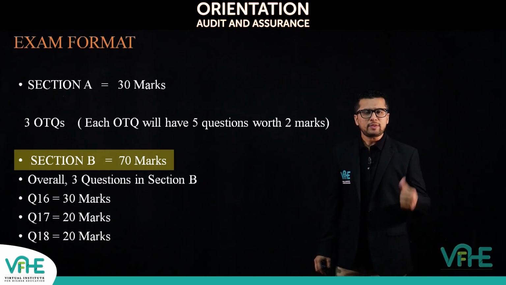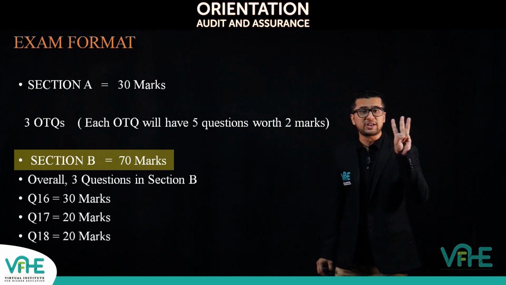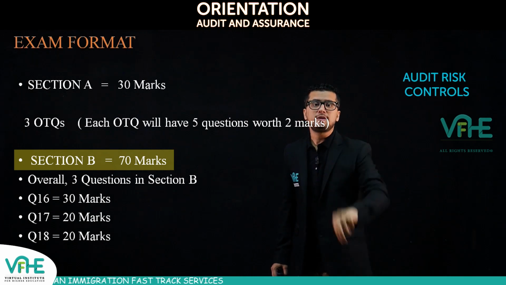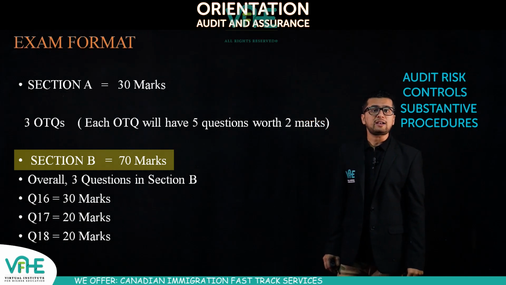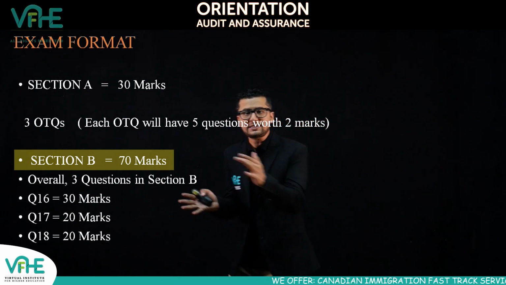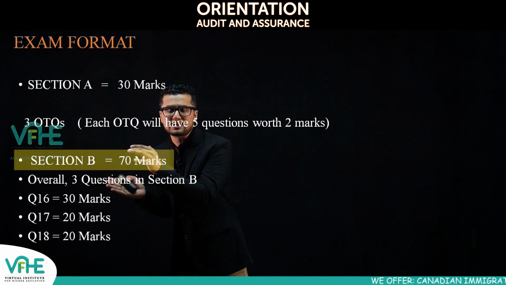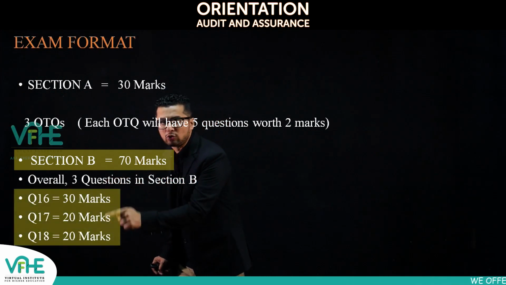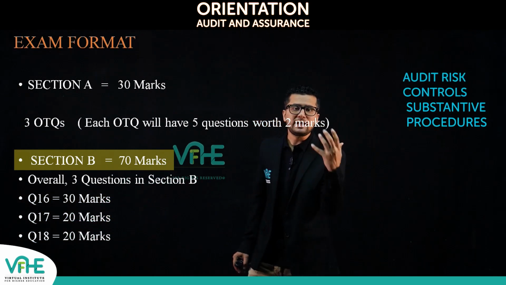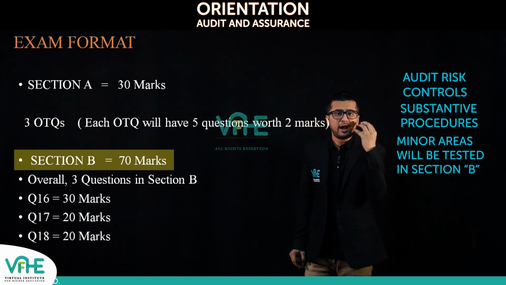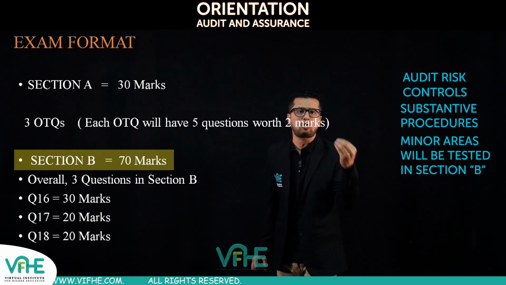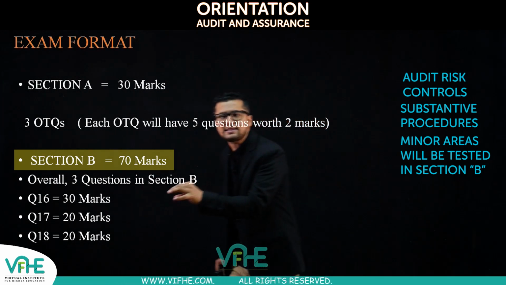Earlier, I told you that we have 3 major areas in the syllabus, and those 3 major areas are risk, controls, and substantive procedures. Why are they classified as major areas? Because, according to the examiner, in Section B, which is for 70 marks, the examiner is going to test 3 long questions on risk, controls, and procedures. Yes, there is a possibility that any minor area, such as ethics, corporate governance, internal audit, or review and reporting, could be tested as a sub-part.